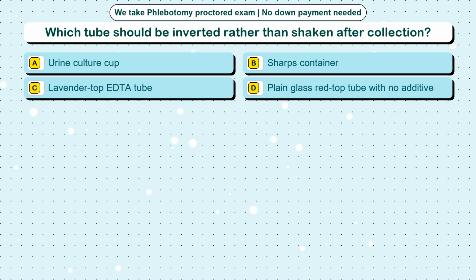Question 55. Which tube should be inverted rather than shaken after collection? Option A, urine culture cup. Option B, sharps container. Option C, lavender top EDTA tube. Option D, plain glass red top tube with no additive.